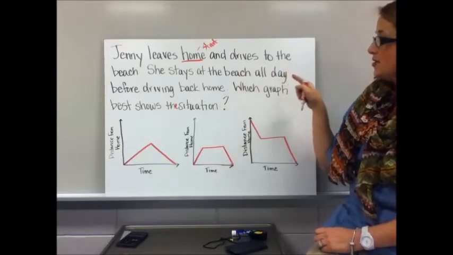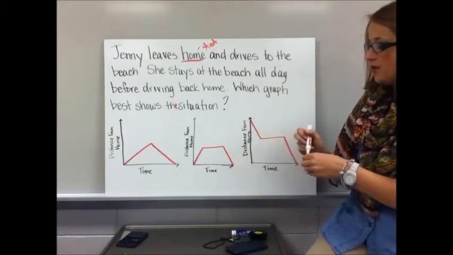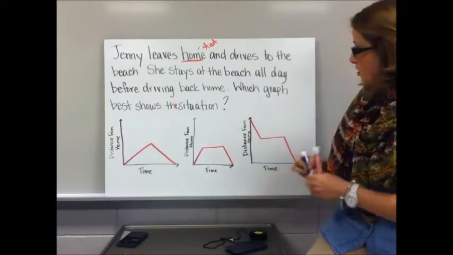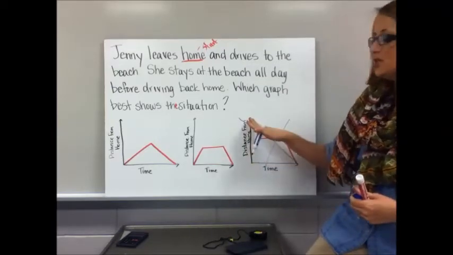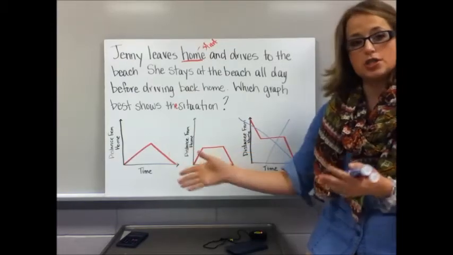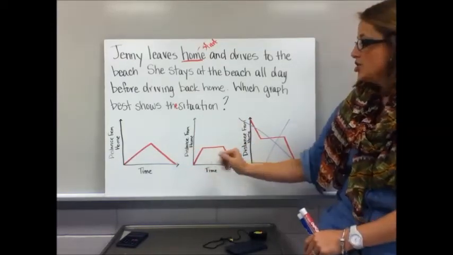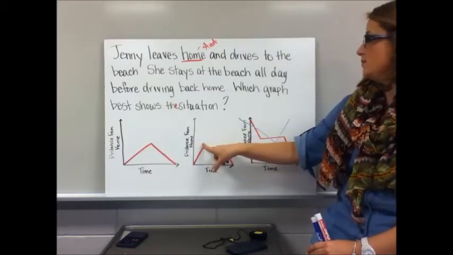She drives to the beach. So as she's driving to the beach, she's getting farther and farther away from home. So we've ruled out this one. This one cannot be the graph because she's starting a long way from home. So she drives, and while she's driving, that takes up time. She gets to the beach. So that would show the first point on each of these.